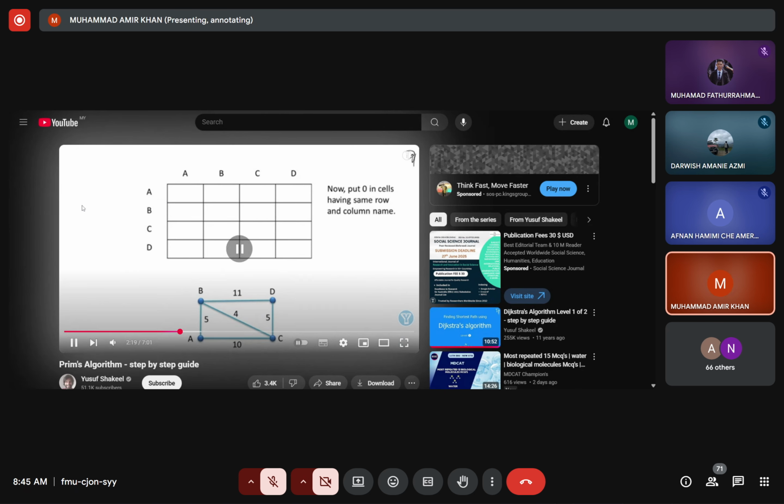Okay. So now put 0 in cells having the same row and same column. So we will put 0 in the first row, first column, because both have the same name. This is the rule, okay? So put 0 in cells having the same row and same column. So where you put AA, BB, CC, and DD, it will be diagonally 0. Here, here, here, diagonally we place 0.